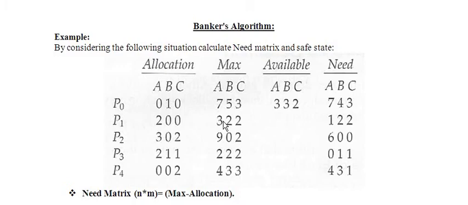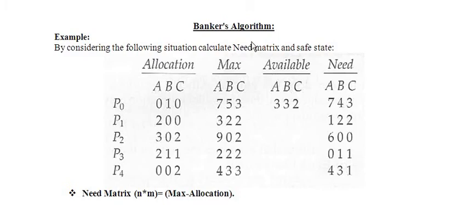What is the next one? 3 minus 2 is 1, 2 minus 0 is 2, 2 minus 0 is 2 again. Then 9 minus 3 is 6, 0 minus 0 is 0, 2 minus 2 is 0, and 2 minus 2 is 0. Then 2 minus 1 is 1, 2 minus 1 is 1. Coming to the last, process P4: 4 minus 0 is 4, 3 minus 0 is 3, and 3 minus 2 is 1. So this is our need matrix.